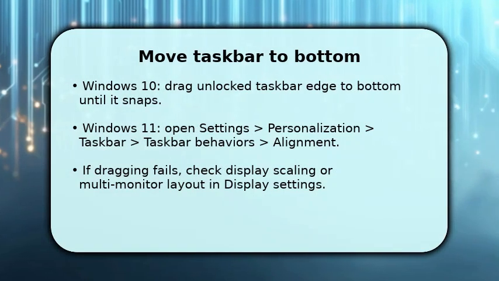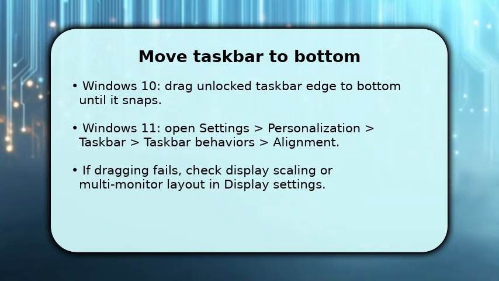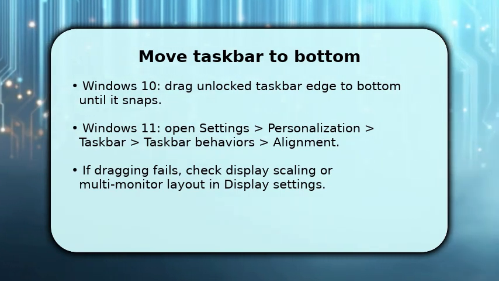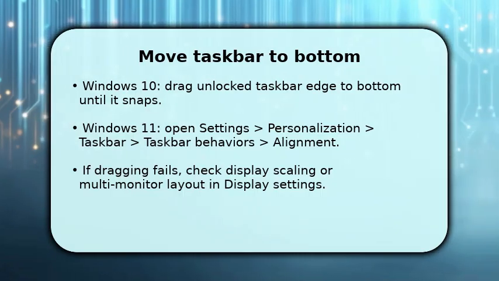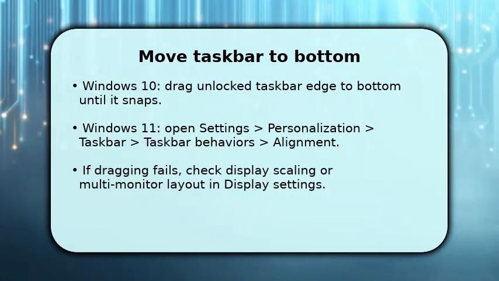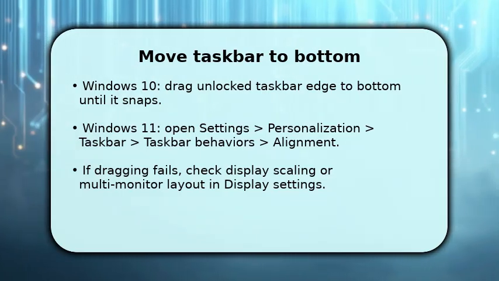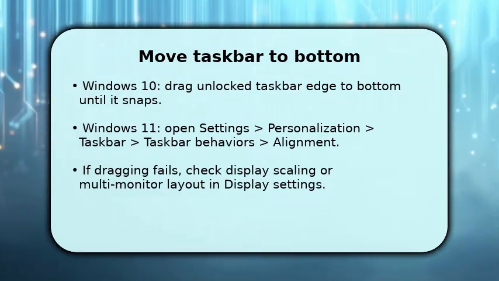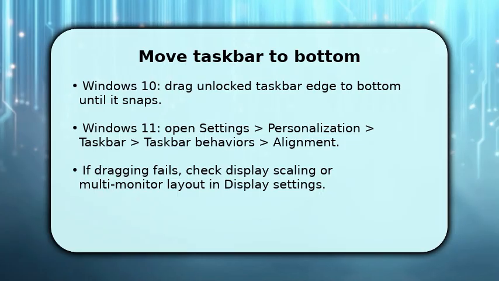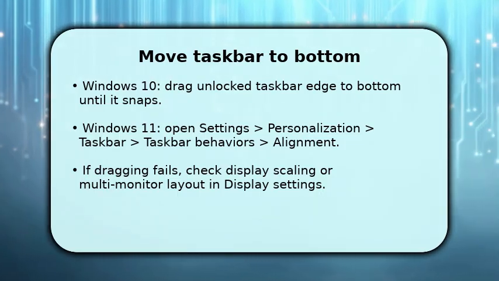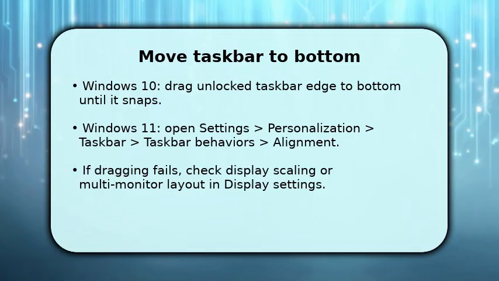Now you'll perform the main repositioning. On Windows 10, click and hold a blank area of the unlocked taskbar and drag it to the bottom edge. Release when it snaps into place. This physically moves the Start menu with it. On Windows 11, open Settings, go to Personalization, then Taskbar, and under Taskbar Behaviors set Alignment to Left. This restores the classic Start placement appearance.